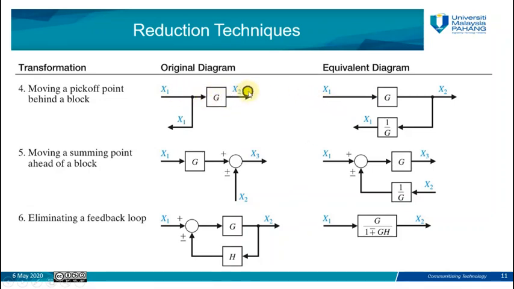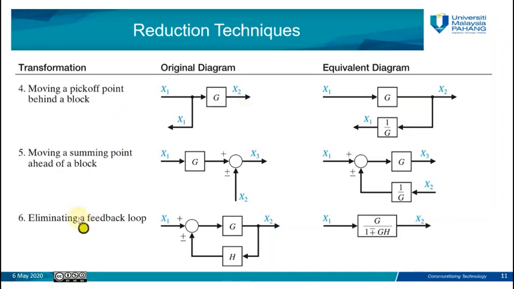X1 goes through G and gives you X2, but if I want to take the other input X1, I need to modify it by dividing this value over G. So I have X1 times G divided by G. So G cancels with G and the output is still X1, the same as that output. So this X1 is the same as that X1, and that X2 is the same as that X2. Even if we move the pickup point from the input to the output, we still keep the same values.